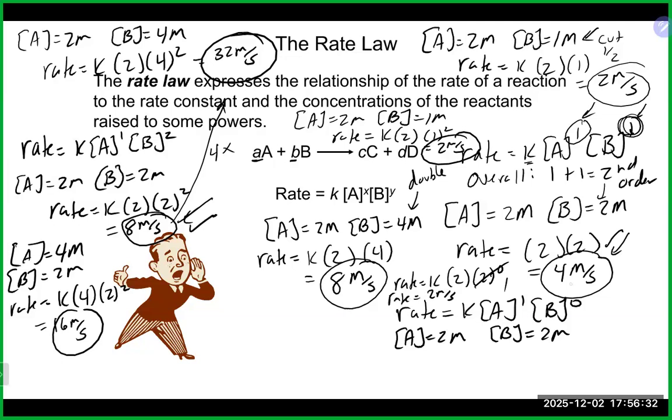Now, in this particular case, because B is to the 0 order, it has absolutely no effect on the reaction. You could quadruple the concentration of B. It's still going to end up being 1 when you put it in there, right? When you take it to the 0 order. So it will have no effect on the overall rate. So if you want to do something in this reaction, B is not the reactant that you would want to play with because it has no effect on it.